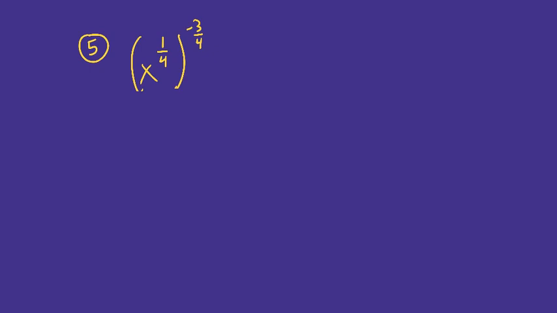Number 5, x to the 1/4 to the negative 3/4 power. Anytime you've got an exponent to another exponent, you can go ahead and multiply these exponents. And multiplying is easy. Just multiply the tops, multiply the bottoms. Don't need a common denominator. So x to the 1 times negative 3 on top, 4 times 4 on the bottom.